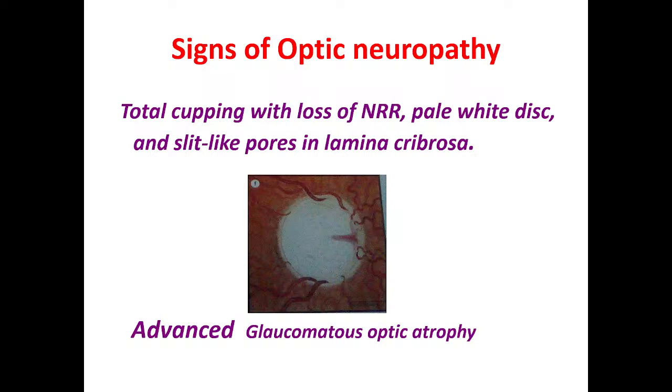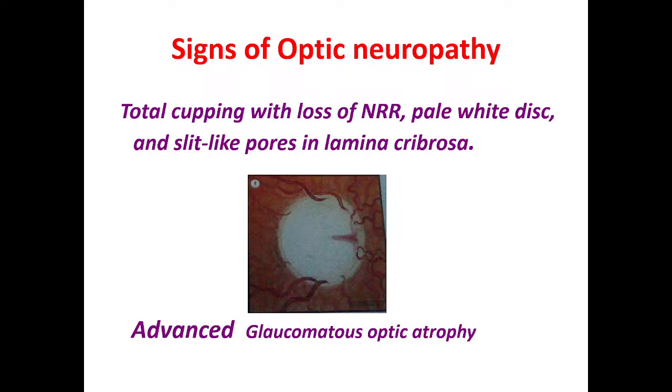Then comes advanced glaucoma. Can you see this picture? There is no rim. The whole disc is occupied by the lamina cribrosa. You can see the pores of the lamina cribrosa. Hardly any rim is present here. Can you see the change in the course of the vessel here? These vessels are just at the periphery, and there are no healthy fibers left. So it is an advanced glaucomatous optic atrophy. The patient has no vision at all in this disc.